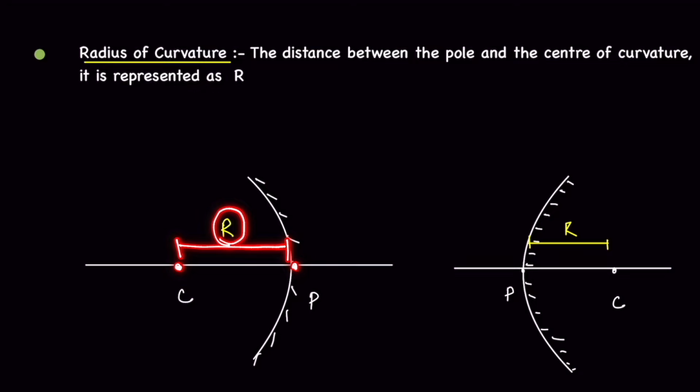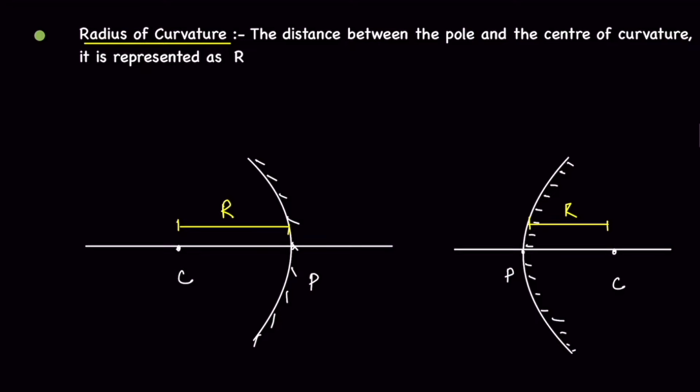It is represented as capital R. So this is an example for a concave mirror. Similarly, for the convex mirror, this is the center of curvature and this is the pole, and this distance is capital R, the radius of curvature. One point you have to note down. The center of curvature in a concave mirror is always on the reflecting side. But for a convex mirror, the center of curvature is on the non-reflecting side. It means that the center of curvature here is virtual. We can't see the center of curvature in the case of a convex mirror.